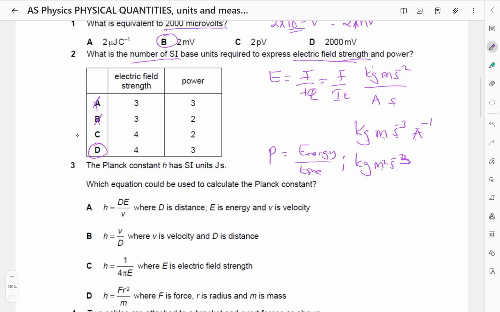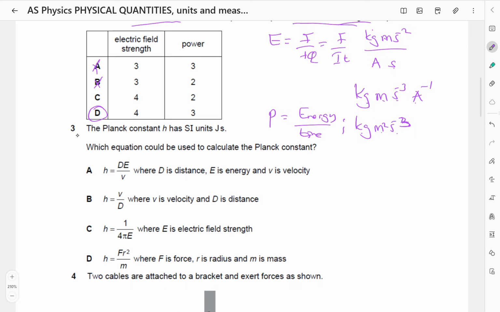The Planck constant h has SI units, joule seconds. Which equation could be used to calculate the Planck constant? So Planck constant is under quantum physics. If we just look at the units, we don't need to know whether it is in A level or whatever. So joule seconds: joule is energy, which is kilogram meter squared per second squared, then times seconds. So this becomes kilogram meter squared per second.